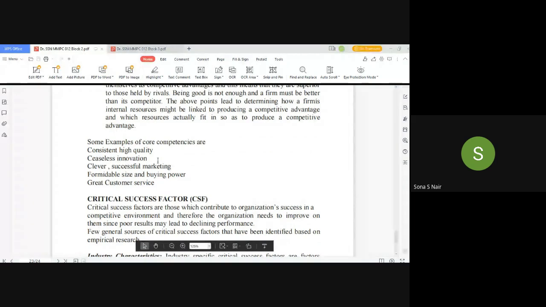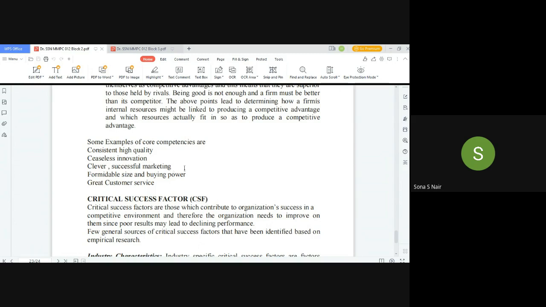Ceaseless innovation can also be a core competency. There are a lot of firms. There's this firm called 3M. I'm not sure if you've heard of it. Their products, they are always getting, they're a very innovative firm.